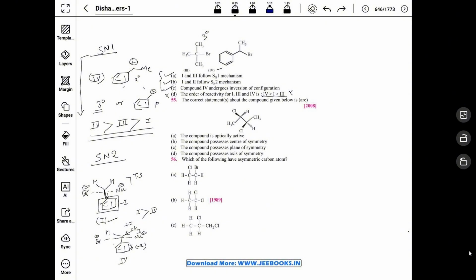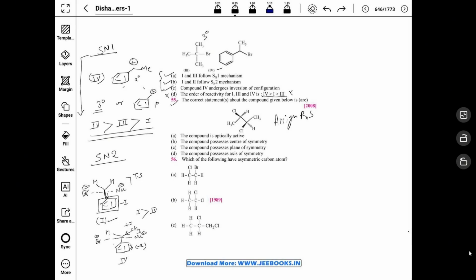So now moving to question number 55. The correct statement about the compound given below is... First, the compound is optically active. To see whether the compound is optically active or not, we can do it in two ways. One, assign the configuration: you can assign the R/S configuration and then check. Or you can check for a plane of symmetry. If the compound has a plane of symmetry, then it is not optically active.